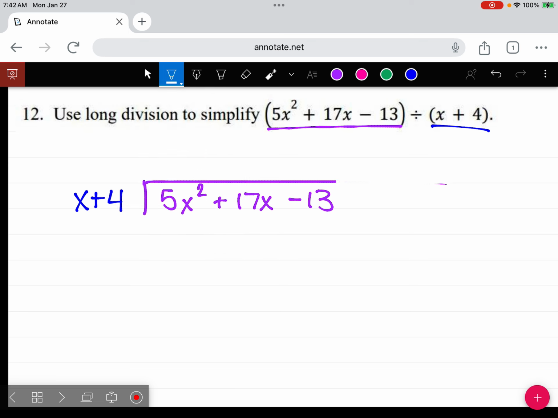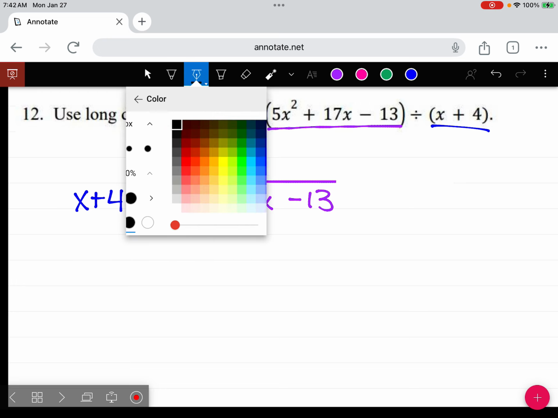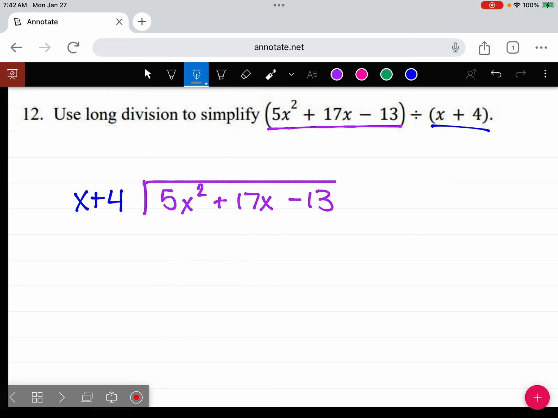So what we need to do is look at our first terms. I'm going to start by looking at my 5x squared and my x. What do I need to multiply this x by to make it be exactly 5x squared? 5x. That's what goes on the top. I need those two things to come together to make exactly this.